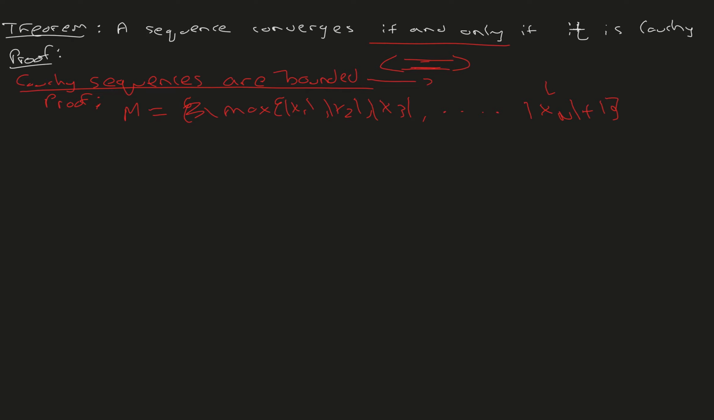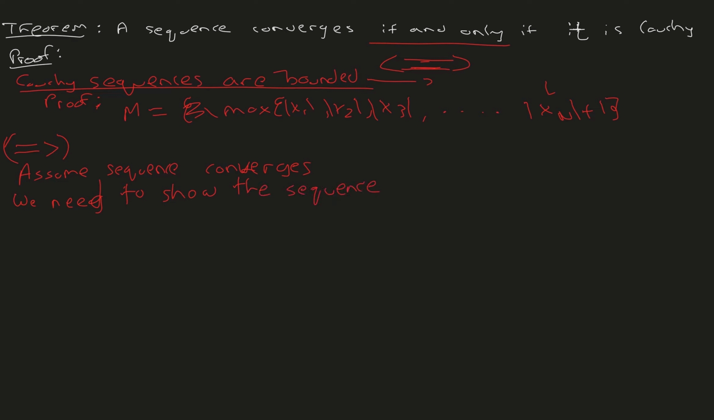So let's go on and prove this main theorem that says a sequence converges if and only if it's Cauchy. We're going to do the first direction first. When we're doing the first direction, we can assume the first part of the statement. So we're going to assume that the sequence converges. Now what do we need to show? We need to show that the sequence is Cauchy.